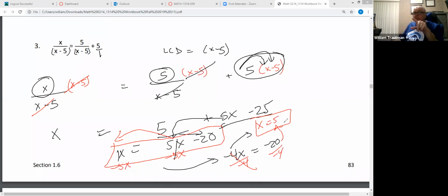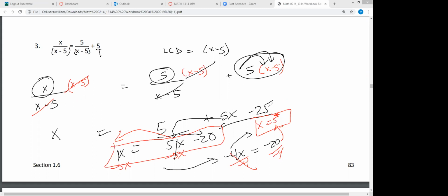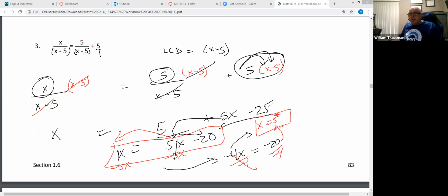Okay, that's my answer. However, can somebody look in the back of the book and tell me why the answer is not x equals 5 in the back of the book? The back of the book shouldn't say x equals 5, even though that's what I got. What does the back of the book say? Does it say no solution? Anybody? It says empty set of 0. Yeah, empty set. That means there's no answer.